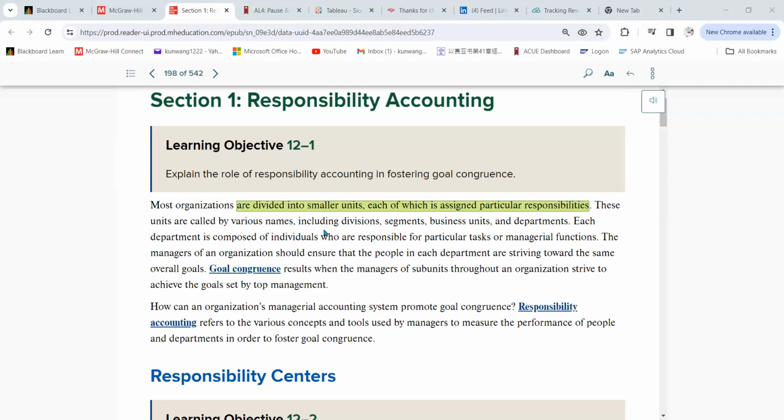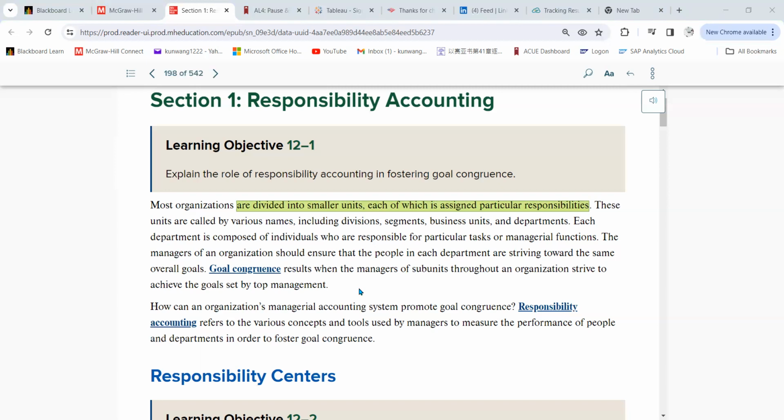The organizations are divided into smaller units, and depending on their nature, they have different responsibilities. So how can we make sure they are working towards the overall goal of the business rather than for their own benefit? From the behavior side, we have goal congruence issues, right? That is, consistent or converging goals across your divisions.